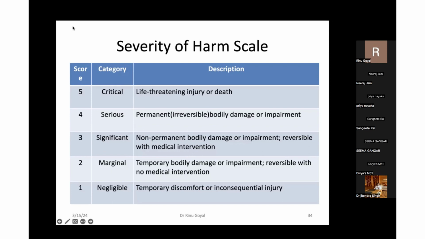Number 3, significant, non-permanent bodily damage or reversible with medical intervention. Number 2, marginal or temporary bodily damage, which is reversible without medical intervention, and negligible, only temporary discomfort.